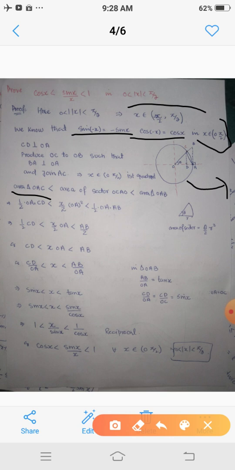Now in this triangle OCA, CD is the altitude, and OA is the base, which implies that its area is 1 by 2 OA into CD, that is base into altitude.